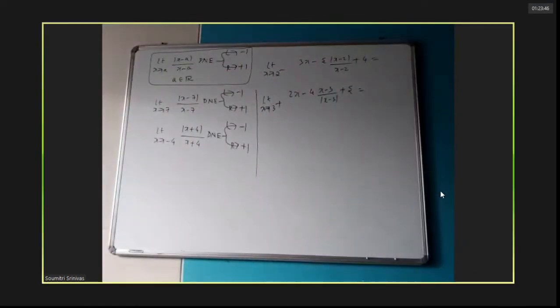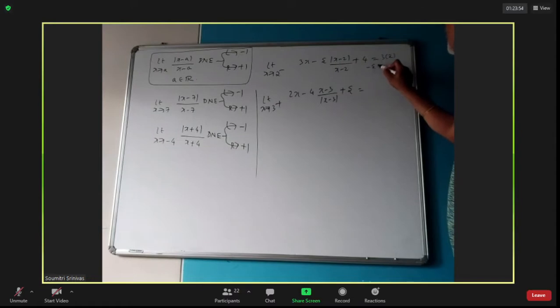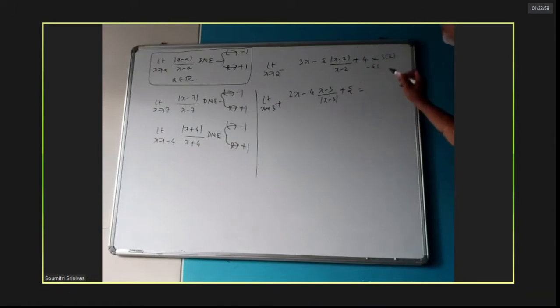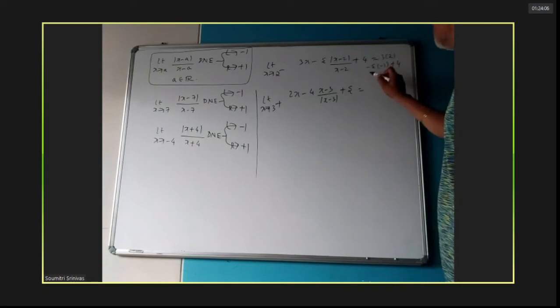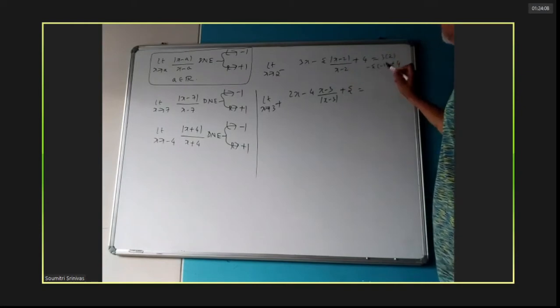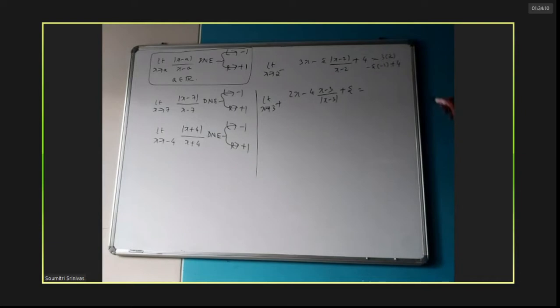Next one, answer. I waited for so much time. 3 into 2, minus 5 into what is mod x minus 2 by x minus 2? -1 plus 4. This is the left hand limit, so it will be -1. So 3 into 2 is 6, 6 plus 5 is 11, 11 plus 4. Am I correct?